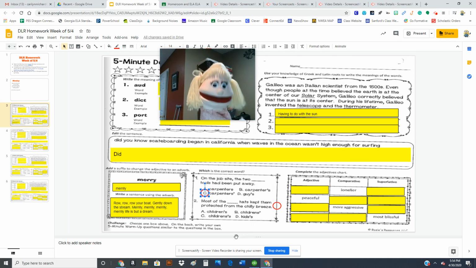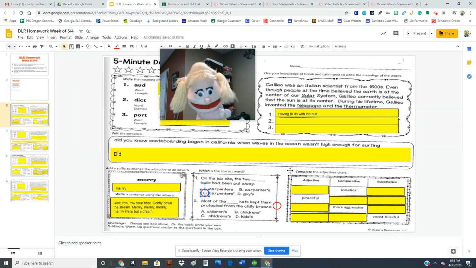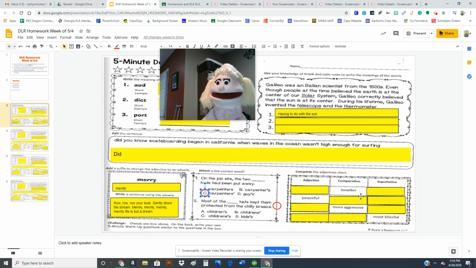Again, move the circle to the correct choice to pick the correct word. All right, we're doing awesome. Last section, it says complete the adjectives chart. We have 4 rows here that you need to fill out. There's 1 answer already given in each row. The columns say adjective. This middle column is comparative. That means you're comparing 2 or more things. We've done that before. And then superlative is the best or the most or the biggest version of that word.